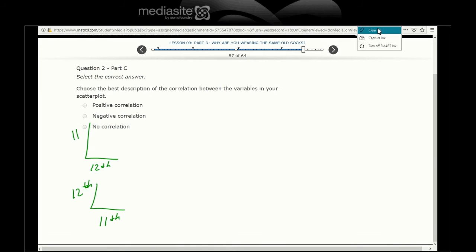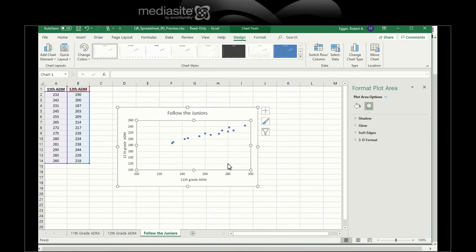Now, looking at the graph, choose the best description. Is there any kind of correlation possibly inferred from the 11th grade to the 12th grade?